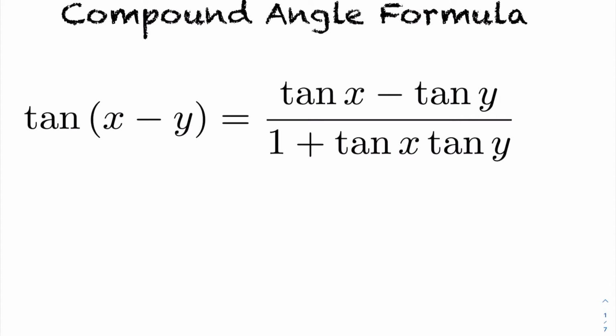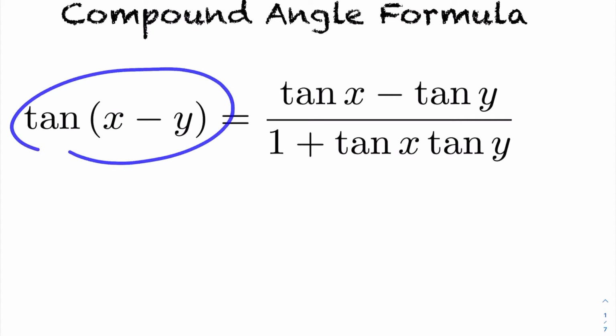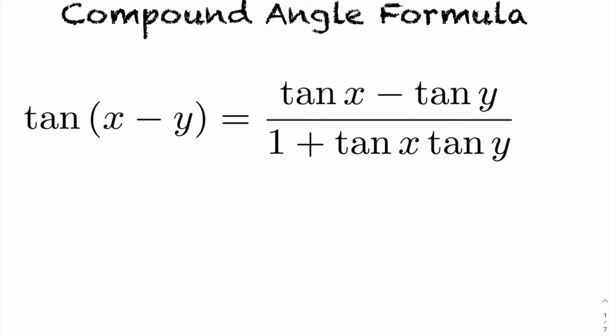In today's lesson, we're going to be looking at the compound angle formula for your tan function. So it turns out that the tan of x minus y is defined to be tan x minus tan y over 1 plus tan x tan y.